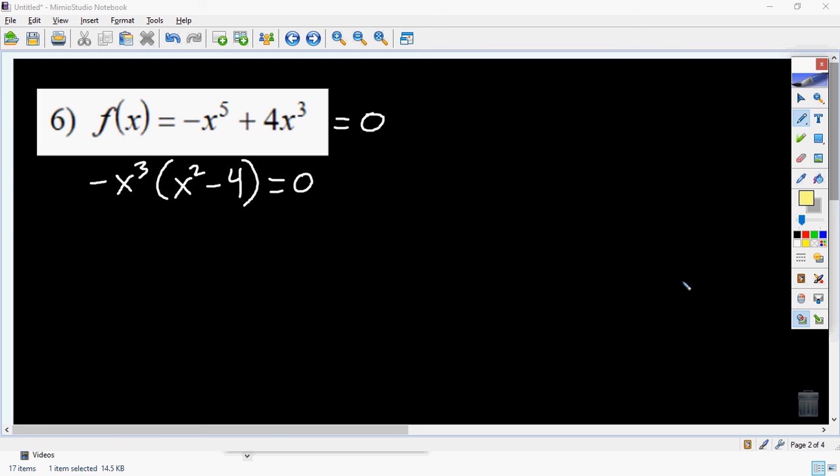For our purposes, I'm going to want to think of this negative x cubed as negative x times x times x. All right. And then this right here, well, this is a perfect square minus a perfect square, which means this is a difference of squares. I don't know if that has one F or two F's, but we'll give it two F's. Difference of squares.